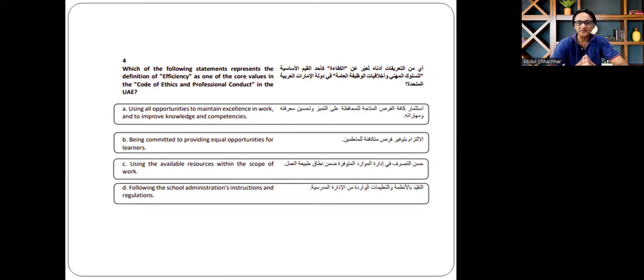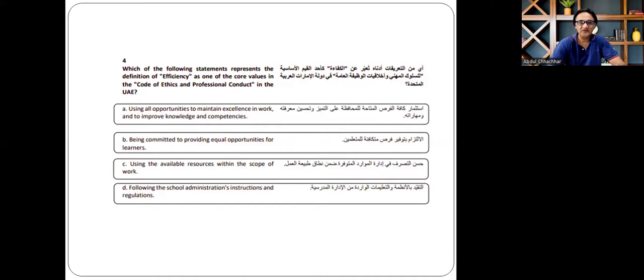So using all opportunity and the both, they are talking about equal and all opportunities too. So they are relevant, okay? However, following the school's administration's instructions and regulations, okay? You are following the rules, that is kind of professional growth or integrity, that can be honesty, okay, to work according to the rules and regulations of the organizations, okay.